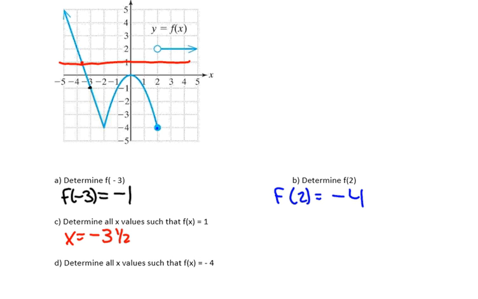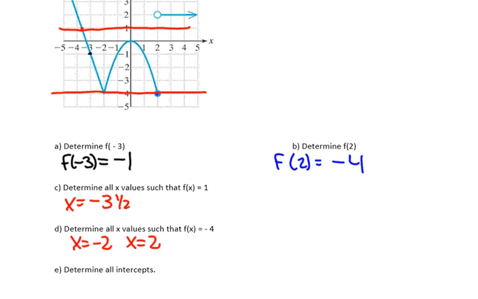Now, part D says determine all x values such that f of x is equal to negative 4. Well, again, it's asking me when the range is negative 4, what domain values make this a true statement. So I'm going to draw negative 4 here. Now notice it's touching it twice. Well, what domain values have a range value of negative 4? X equal to negative 2 and x equal to 2. So in this particular case, I have two solutions. Make sure that you can identify all the solutions.